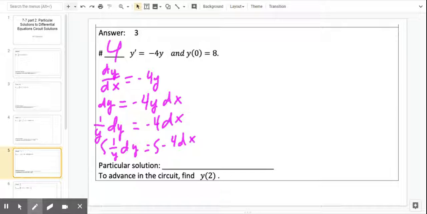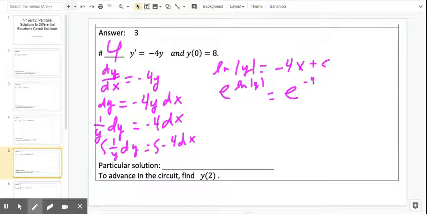So when we do that, we get natural log of y equals negative 4x plus c. Do our little trick here with e to get rid of the natural log and get the y alone. So then we have y equals c e to the negative 4x. And then, well, that's our general solution.